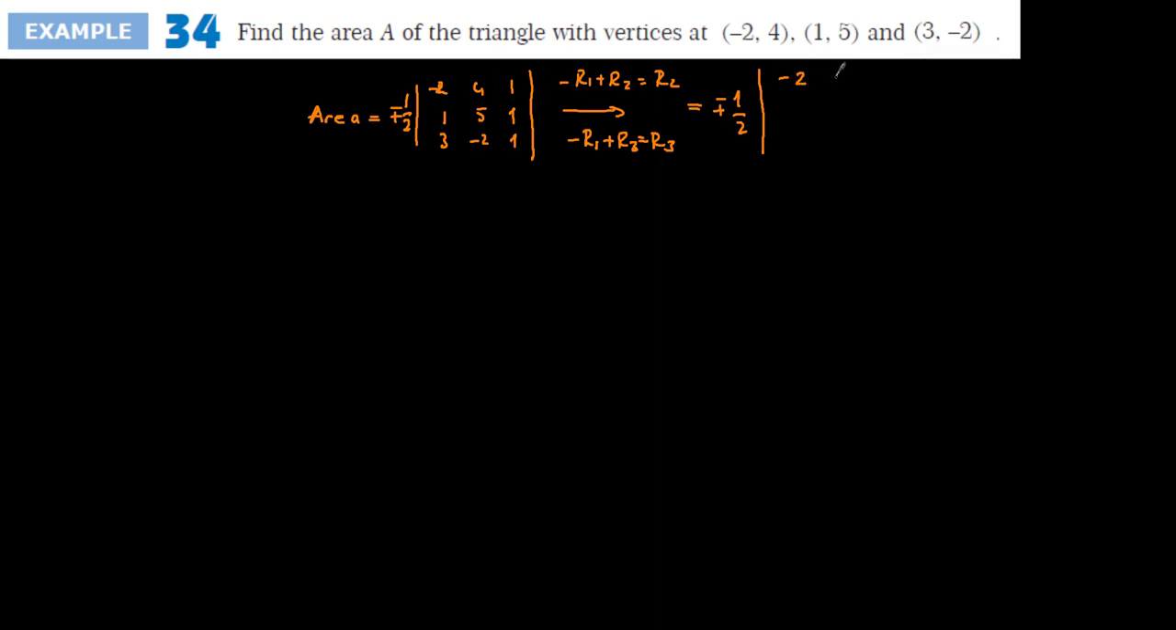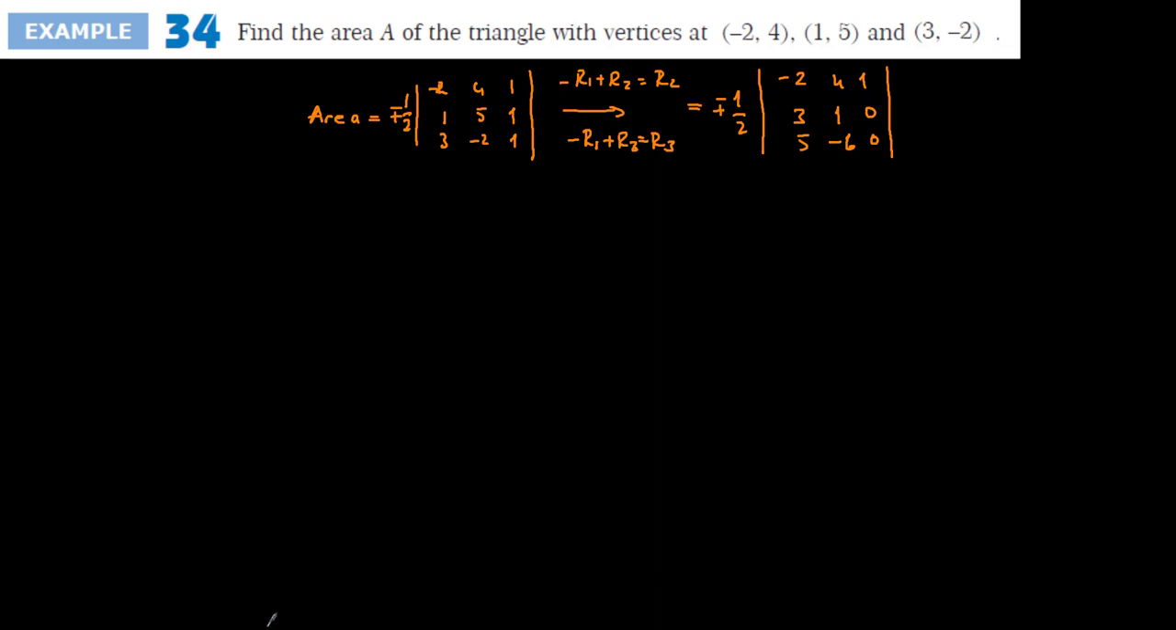Here minus 2, 4, and 1 are the same, and minus 2 plus 1 is equal to 3, minus 4 plus 5 is equal to 1, minus 1 plus 1 is equal to 0, minus 2 plus 3 is equal to 5, minus 4 minus 2 is equal to minus 6, minus 1 plus 1 is equal to 0 for this one.